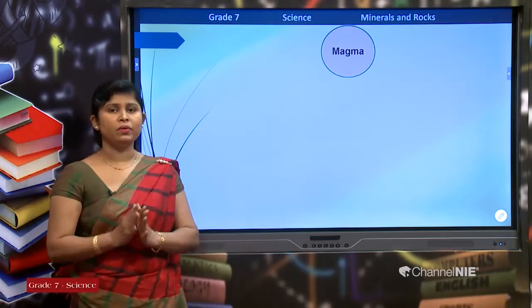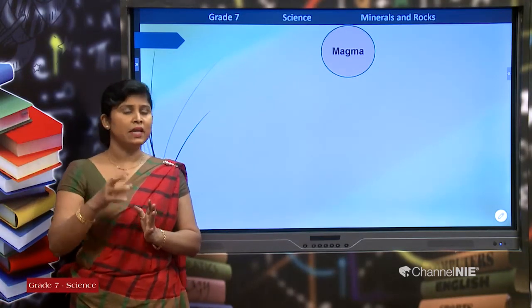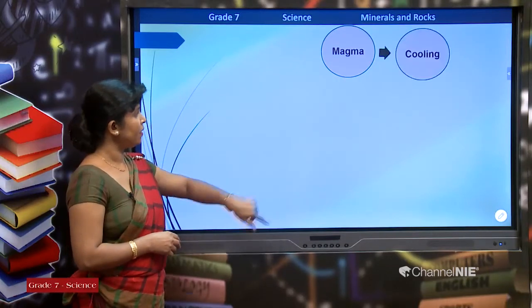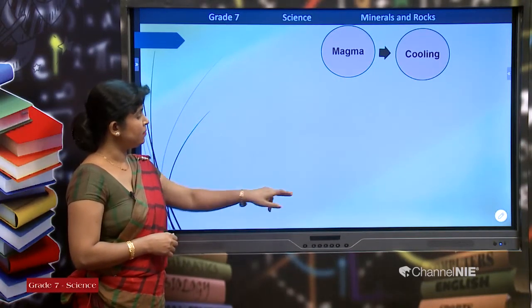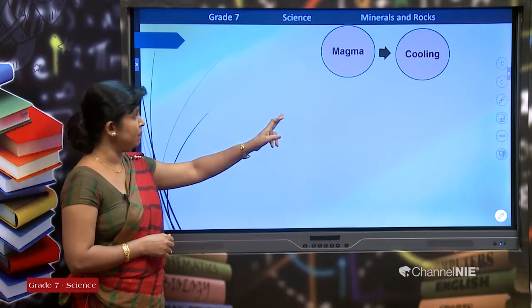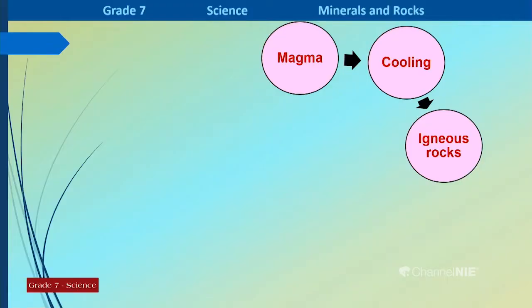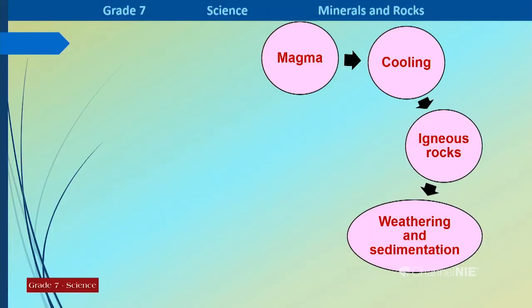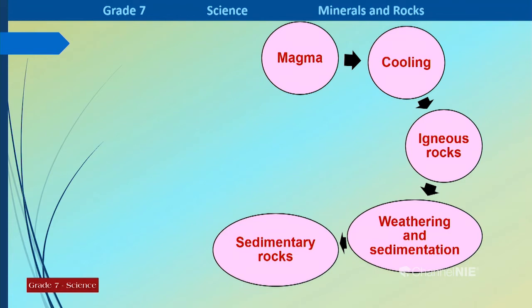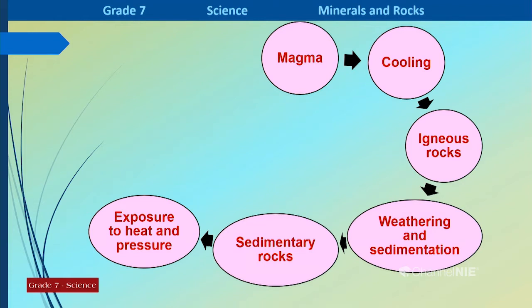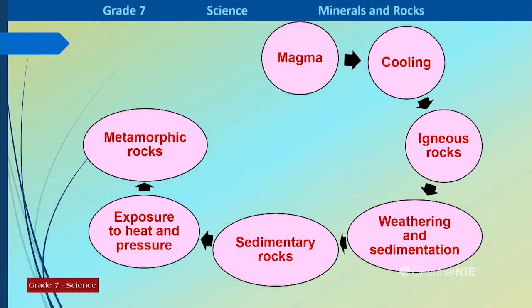Right. Now, I am going to give you the rock cycle using a diagram. Magma. Magma is cooling. When the lava comes out, it becomes magma, and magma is cooling. Then igneous rocks are formed. Then weathering and sedimentation. Igneous rocks are subjected to weathering and sedimentation. Then sedimentary rocks are formed, and sedimentary rocks are subjected to extreme pressure and heat for a long period of time. Then metamorphic rocks are formed.